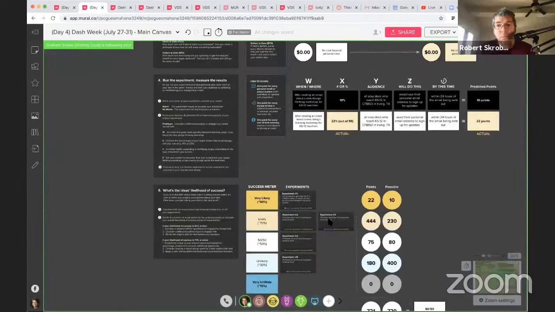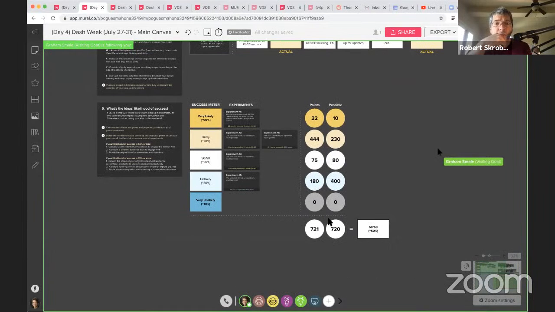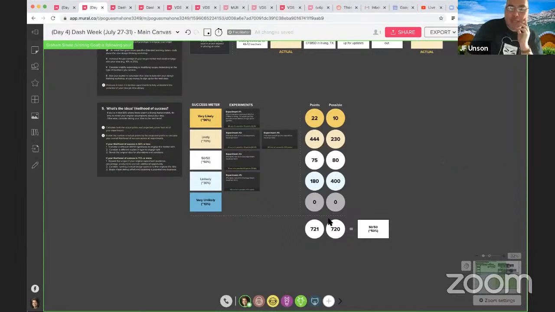Okay. Well, Graham's getting things together. JF, what do you think of this? Is this something where your eyes glaze over because of all the numbers and the points and everything else? Or is this something where you translate it and say, okay, this is where we're at in terms of success, or would you rather this be done in a different platform altogether? I have no opinion at the moment.